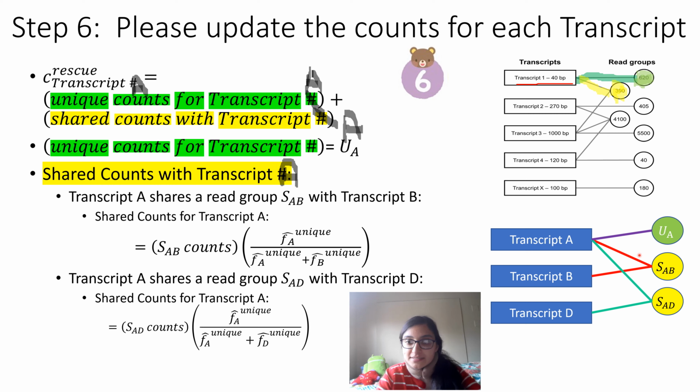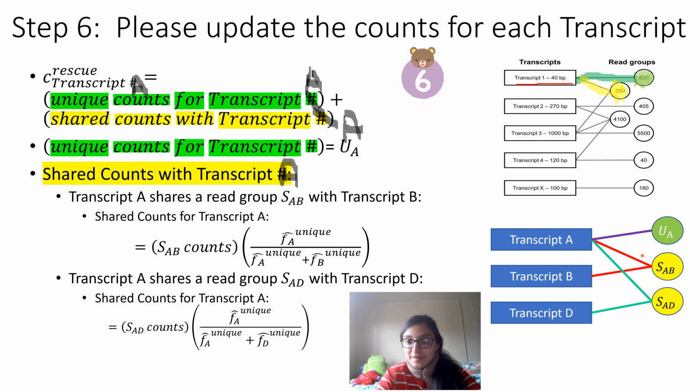Now, let's say, just to make it a little more complicated, that it happens to share multiple groups. You can think of multiple groups as being shared with transcript 3, for instance, a 390 with transcript 1, and this 4100 with transcripts 2 and 4. I'm just showing you that it can be as complicated as you'd like, and in the real world it could be very complicated. So transcript A has a unique count of UA, but it's also sharing read groups with transcripts B and D.